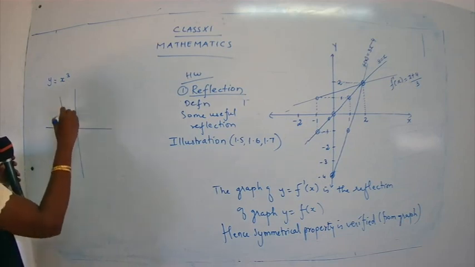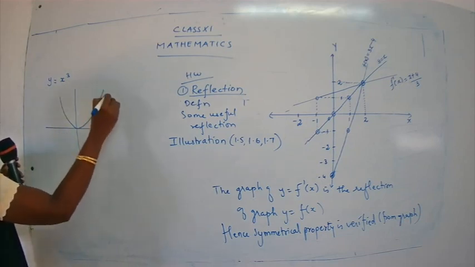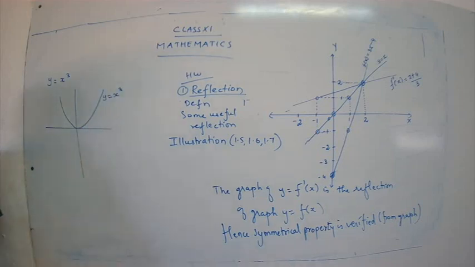They have given you a graph of x cube like this. This is a graph of y is equal to x cube. Now what is the next thing they are asking you? They have given you a graph of y is equal to x cube and they are asking you to plot a graph of y is equal to minus x cube.